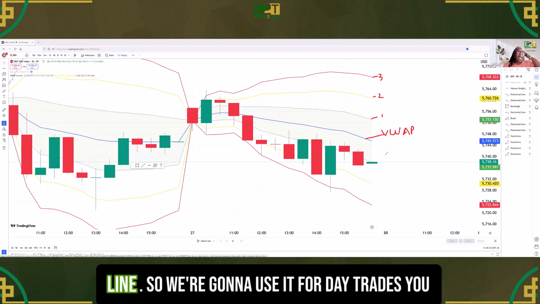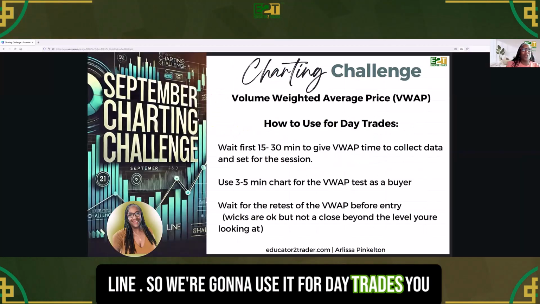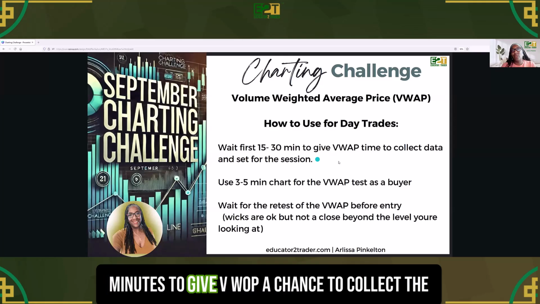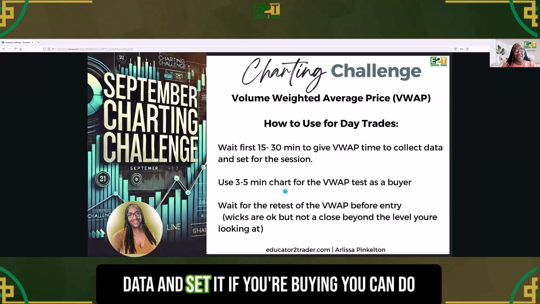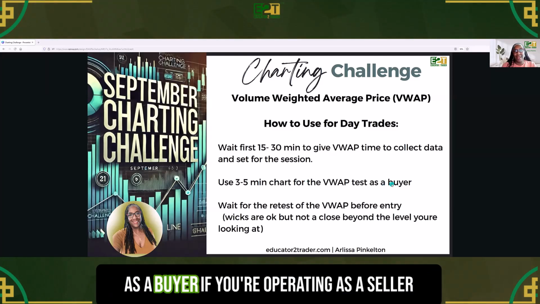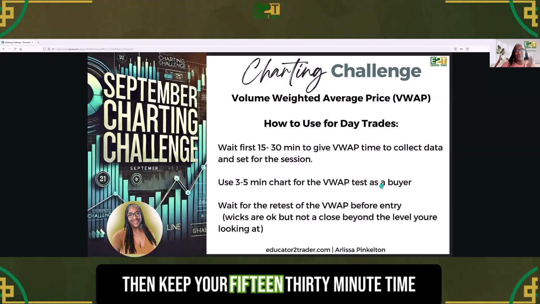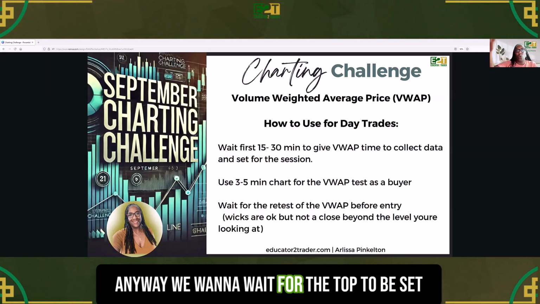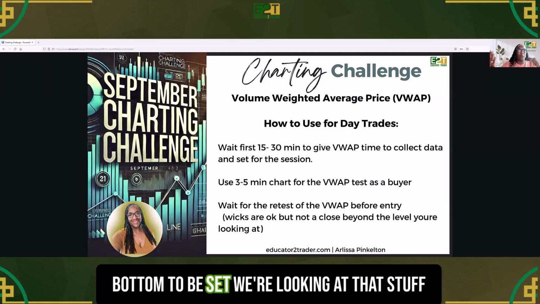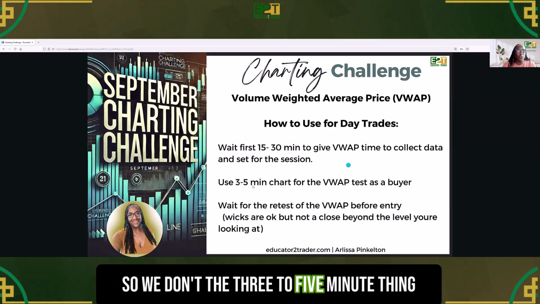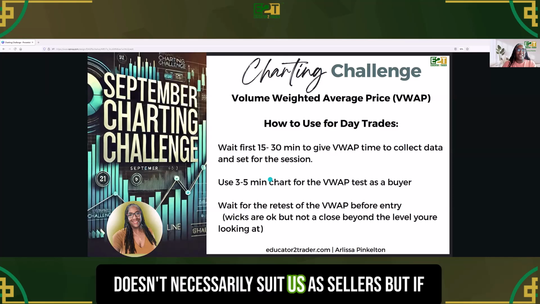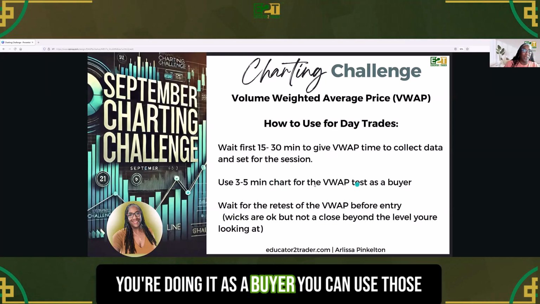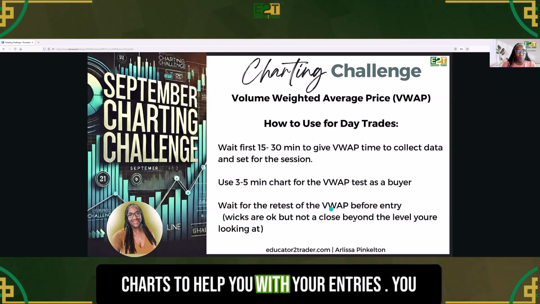The main line. So we're going to use it for day trades. You want to wait at least 15 to 30 minutes to give VWAP a chance to collect the data and set it. If you're buying, you can do a 3 to 5 minute chart. If you're operating as a seller, then keep your 15, 30 minute time frame, because we're waiting a little longer anyway. We want to wait for the top to be set, bottom to be set. So the 3 to 5 minute chart doesn't necessarily suit us as sellers, but if you're a buyer, you can use those charts to help you with your entries.